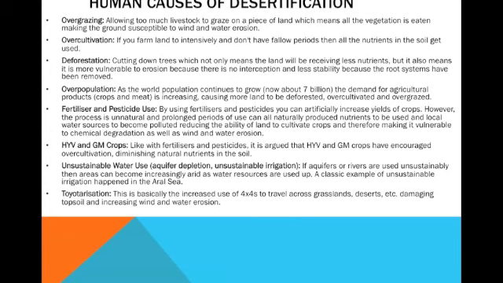Toyotarization. This is basically the increased use of cars to travel across grasslands, deserts, etc., which will damage the topsoil and increase wind and water erosion, as well as creating sandstorms if you're in a really sandy desert.